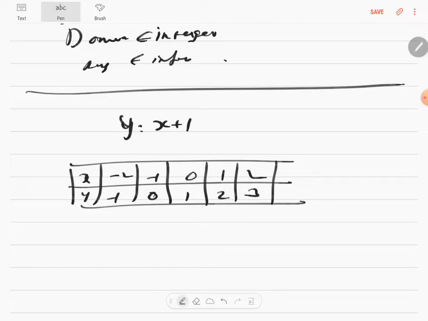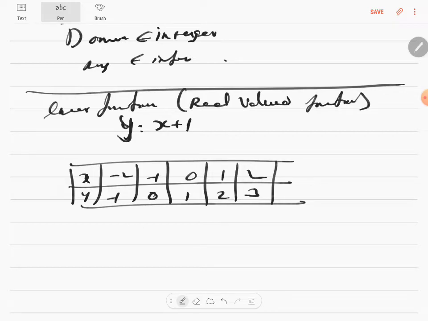And such is called a linear function. A linear function is also known as a real valued function. Because why? Because this is a subset of this. Can you see, whatever you are getting here is already there in x. Y is a subset of x. You understand? That's why they are called real valued functions. Are you clear? Next is a linear function over.